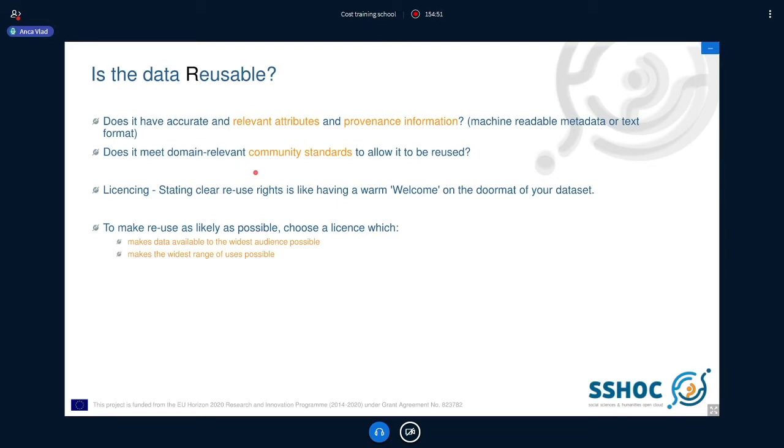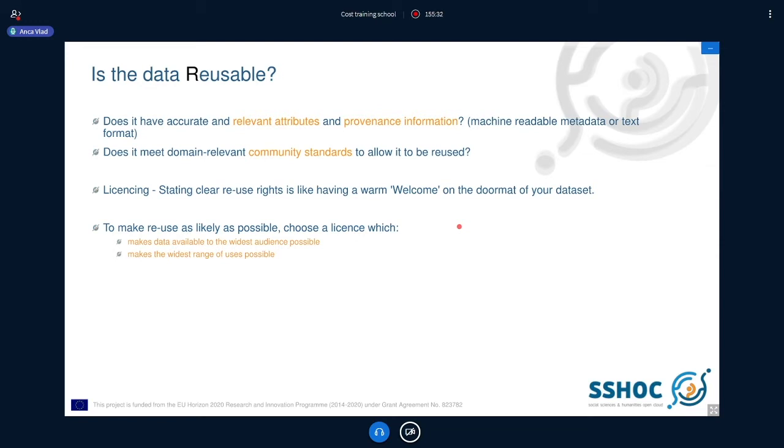Does it meet the main relevant community standards to allow it to be reused again? And licensing. So licensing is very important in terms of reusability. That data collection needs to have clear reuse rights. And when someone arrives at that data set, they know what terms and conditions apply to using that data. Ideally, to make it as reusable as possible, a license should make the data available to the widest audience possible, and allow the widest range of uses possible.